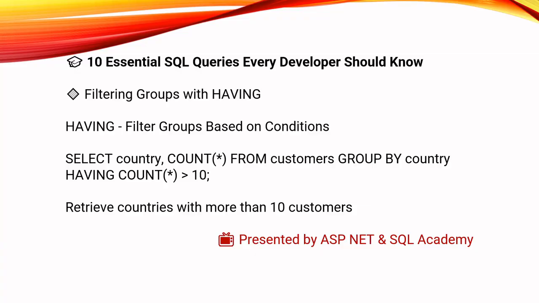Now, let us talk about filtering groups with the having clause. This clause is used to filter groups based on conditions. For example, select country, count star from customers group by country having count star greater than 10 retrieves countries with more than 10 customers.